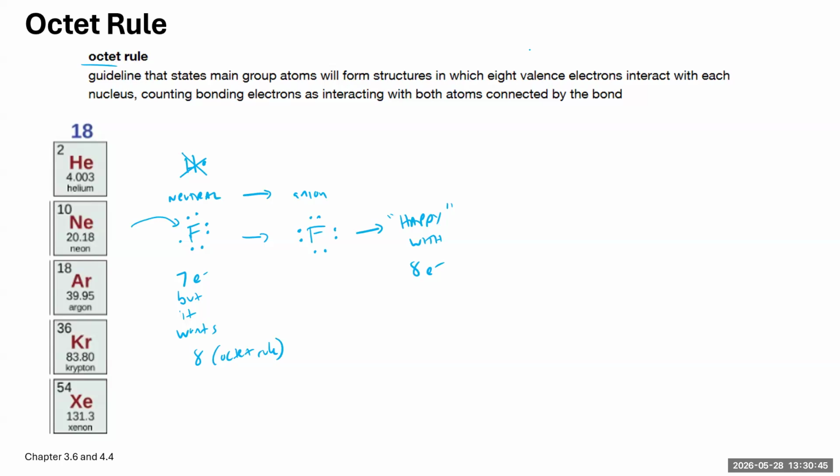All right. Again, main group atoms will form structures in which they have eight valence electrons, and we'll say two for helium, He, with each nucleus, right? There's a nucleus inside fluorine. It's going to want eight electrons, right? Everything always wants eight.